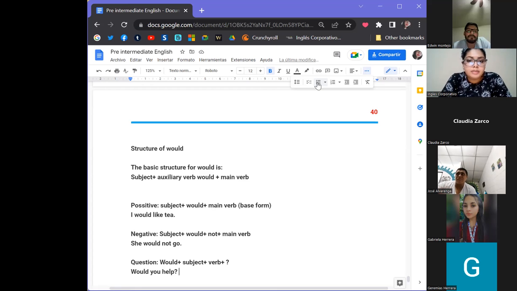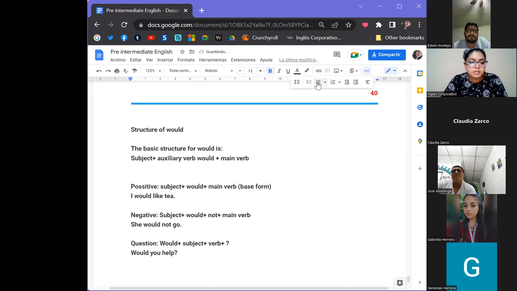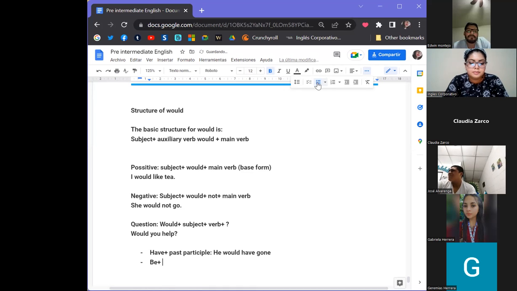So in that case, we have also that the main verb is sometimes in another form, and we have two different forms that we can use with would. In this case, we have the have plus past participle and the be plus ing. So in that case, we can also use the auxiliary would. The first is have plus past participle, in which we have this kind of example. He would have gone. And then we have the other one, that is be plus ing. And we have this example. He would be going.